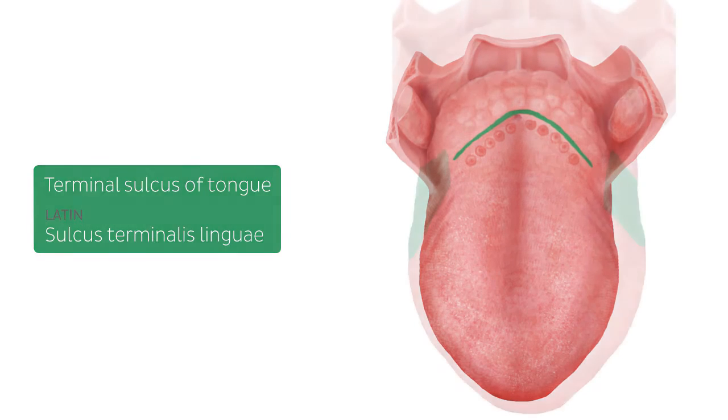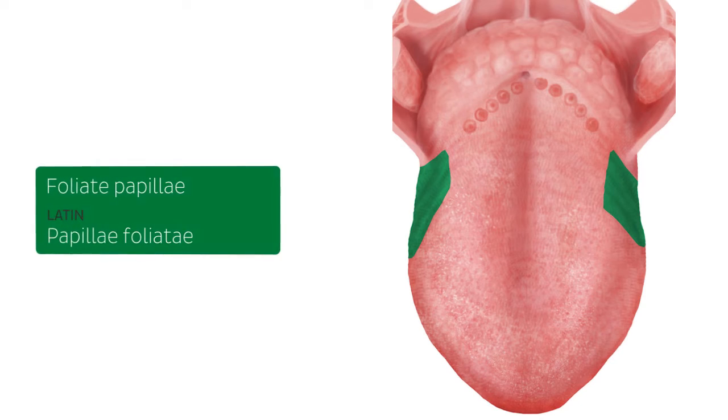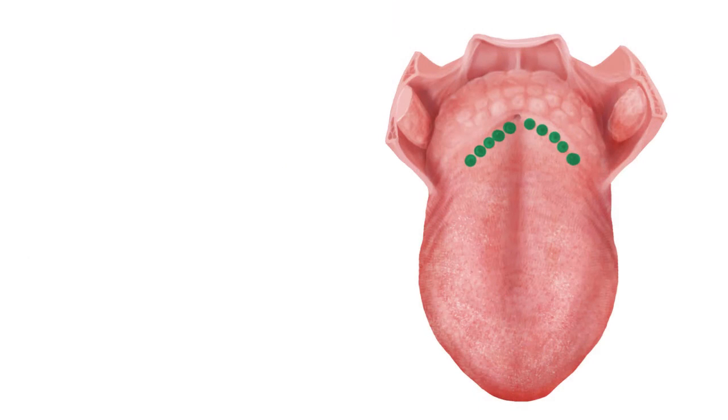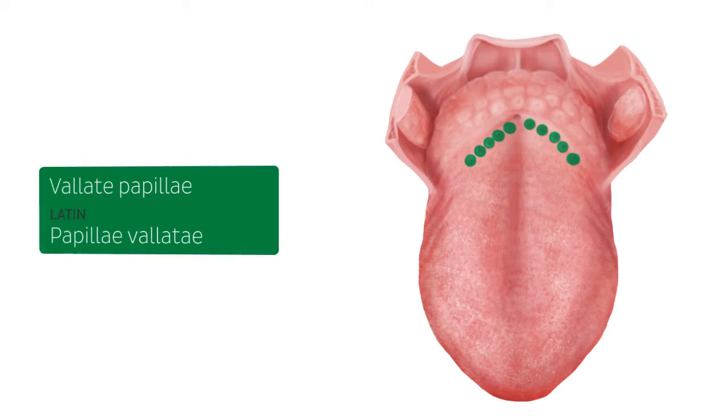The next area that we're going to be highlighting here on this image, this is where we find the foliate papillae. They are located on the posterolateral end of the body of the tongue. They contain several taste buds. Next, we're going to be highlighting these dots that I just mentioned before. These are the vallate papillae.